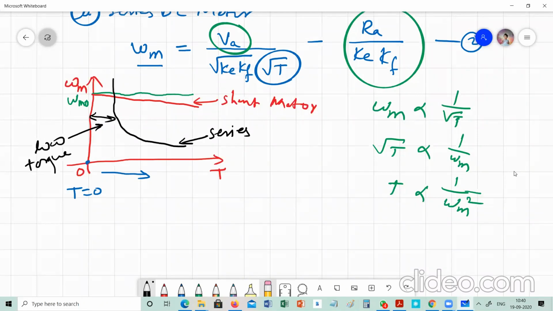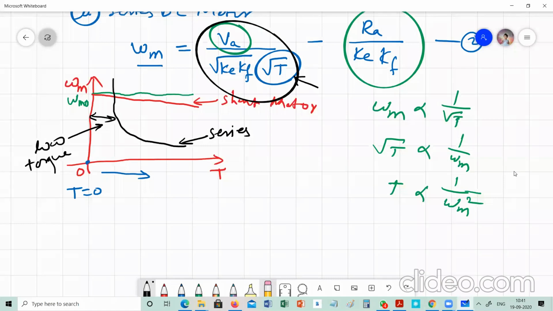This term, square root of T, will be smaller. As the denominator is smaller, this division will be large. It means the speed will be very large. So the series motor with no load will have a very high speed. You have studied that a series motor cannot be started without load. This is the reason.